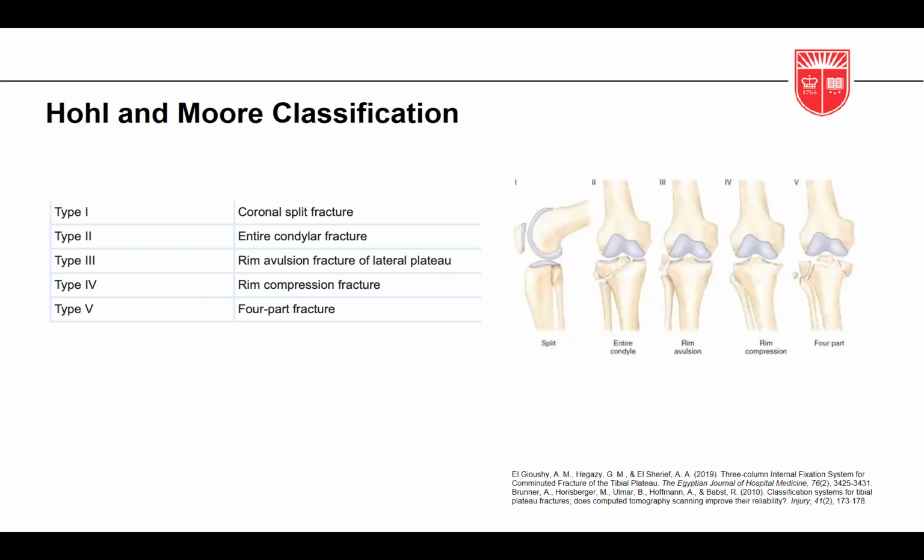As our patient's posterior component demonstrates, the Schatzker classification doesn't always perfectly classify these fractures. Weber and Moore is another system that's commonly used and especially useful when fractures don't fit the traditional Schatzker classification. In this system, type 1 is a split fracture in the coronal plane. Type 2 is a fracture of the entire condyle. Type 3 is a rim avulsion. Type 4 is a rim compression. And finally, type 5 is a 4-part fracture, in which the tibial eminence is separated from the tibial condyles and the tibial shaft.